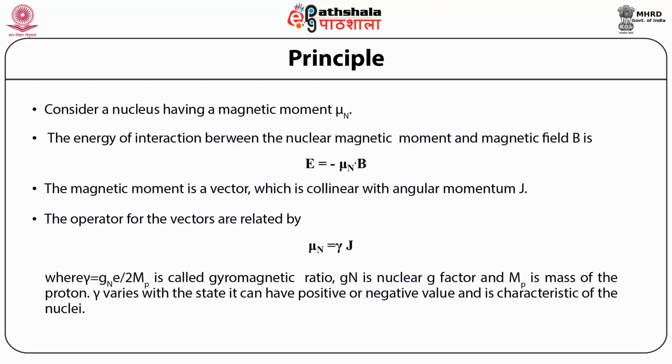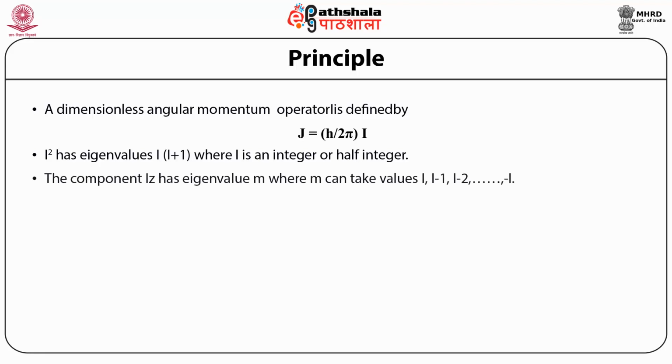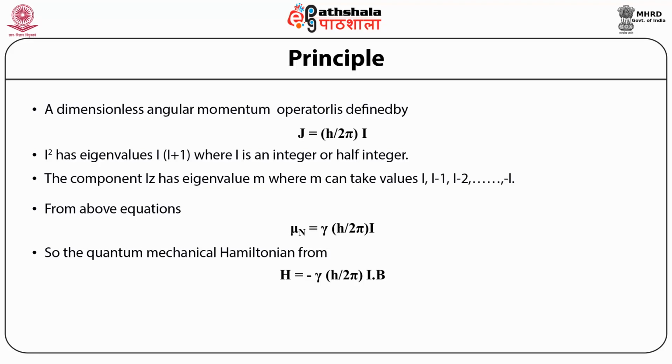Gamma varies with the state, it can have positive or negative value and is characteristic of the nuclei. A dimensionless angular momentum operator I is defined by J is equal to h cross I, or h by 2 pi I. I square has eigenvalues I into I plus 1, where I is an integer or half integer. The component Iz has eigenvalue m, where m can take values I, I minus 1, I minus 2 up to minus I. And from these equations, mu n is equal to gamma h cross I, and the quantum mechanical Hamiltonian therefore can be written as H is equal to minus gamma h cross I dot B.